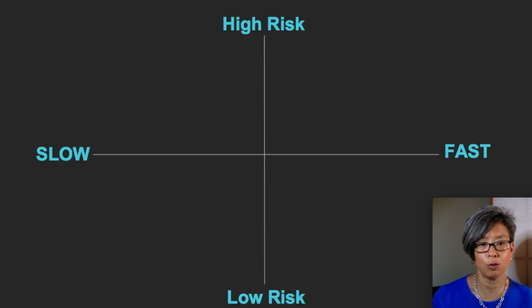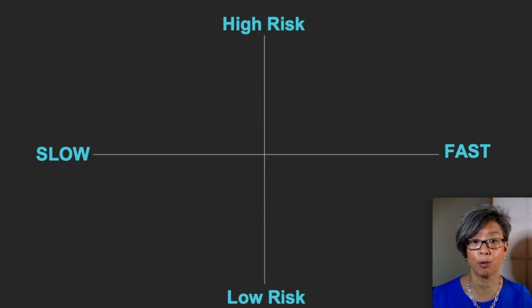If you find that you have some assumptions that are high risk but slow in the upper left quadrant, think about ways that you might have earlier indicators that you could test sooner to give you some indication of whether you're on the right track. Again, hit pause while you do this exercise, and then we'll come back.